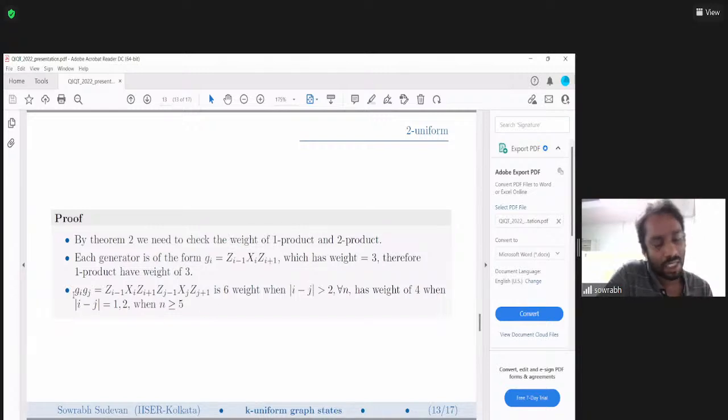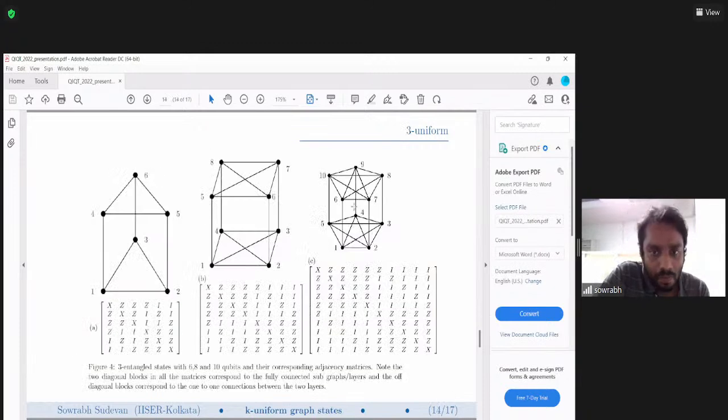Now we have to multiply to construct the 2 products. You can actually check for various numbers that it will always have a weight greater than or equal to 3. It actually has a weight of 4, so it is quite safe. As long as you have at least 5 qubits in the system, any two qubits you take out will be maximally mixed, any two. And for 3 uniform, the construction gets even more elaborate.